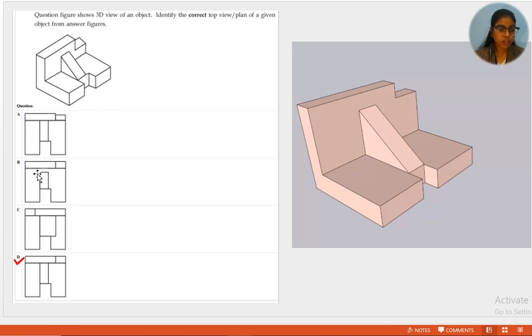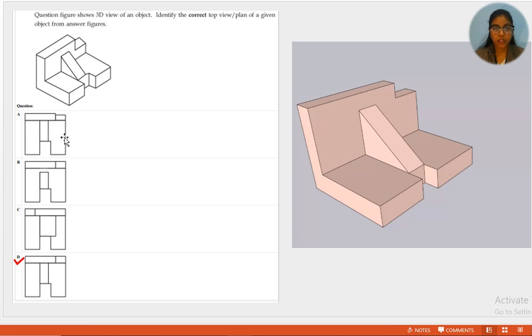So there should not be any gap. In B, this is showing a gap. That's why B is wrong. And option number C is showing a somewhat square plan. That's why it is also wrong. Now we will come to option number A. See, in option number A there is a difference over here.